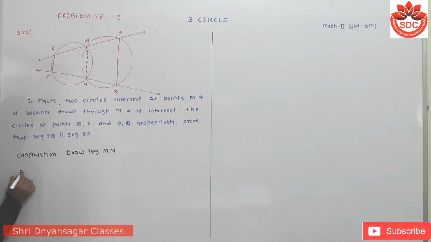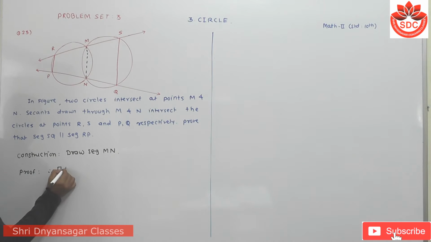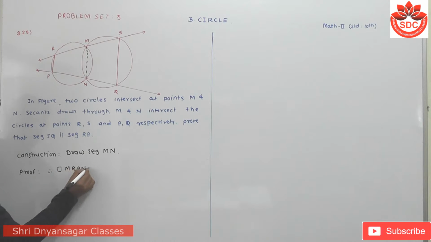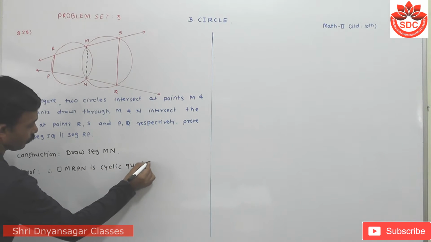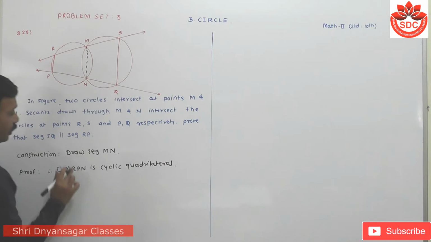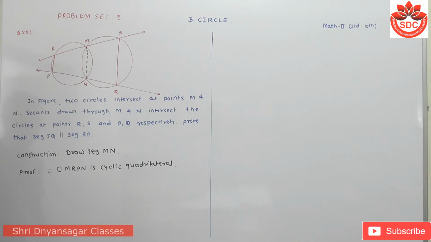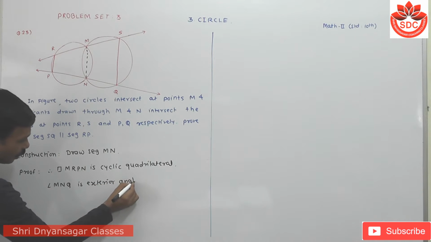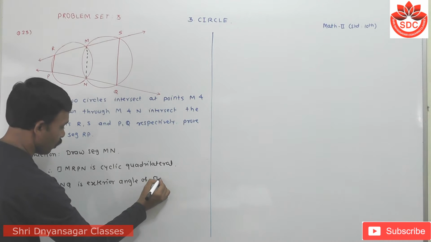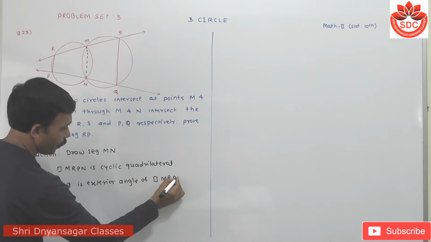So I have to write its proof. Therefore quadrilateral MRPN is a cyclic quadrilateral. When we draw this segment MN, it becomes a cyclic quadrilateral. This angle MNQ is the exterior angle of cyclic quadrilateral MRPN.